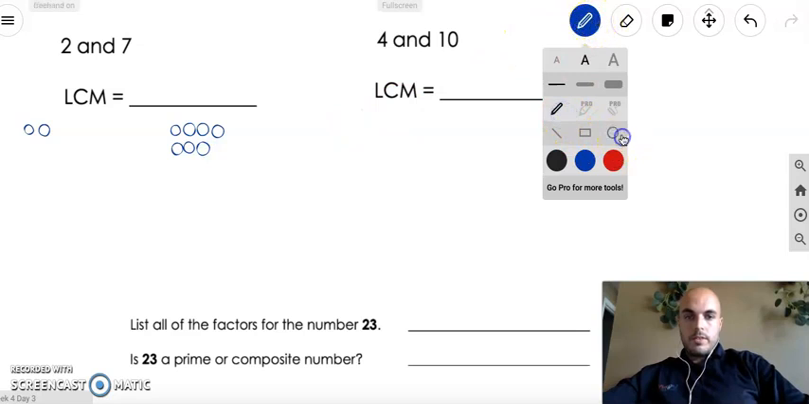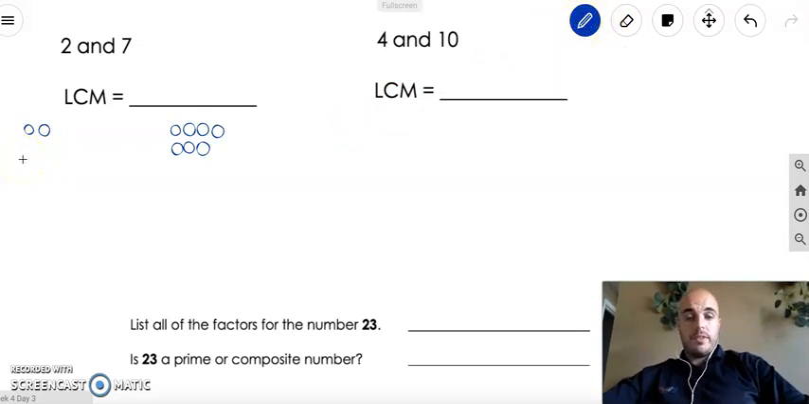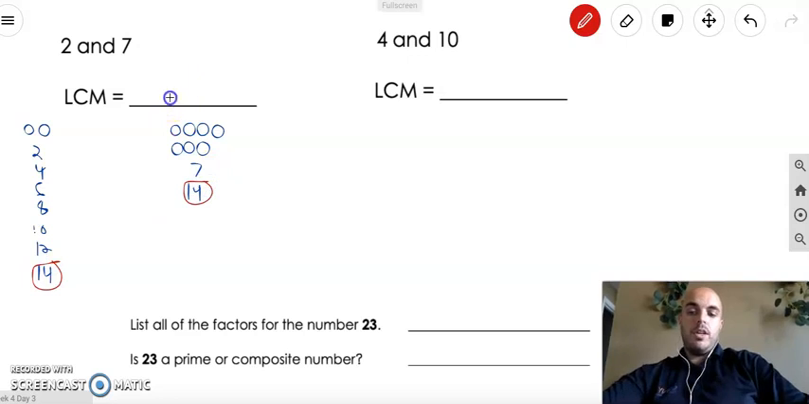So let's first get my 2 at least close to 7 to start. So 2, 4, 6, 8. So now I have 7 and then 14. Let's get caught up with my 2. So I have 10, 12, and 14. Beautiful. Okay, so I have a least common multiple between 2 and 7 of 14. I don't need to go any farther than that. That's the very first one. So that is the least common multiple.